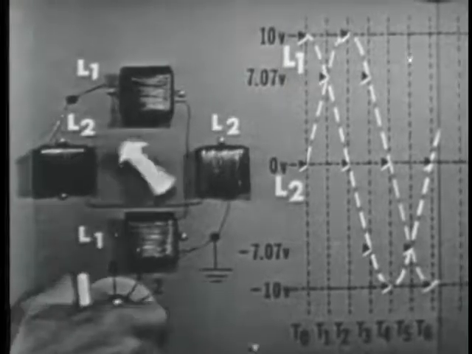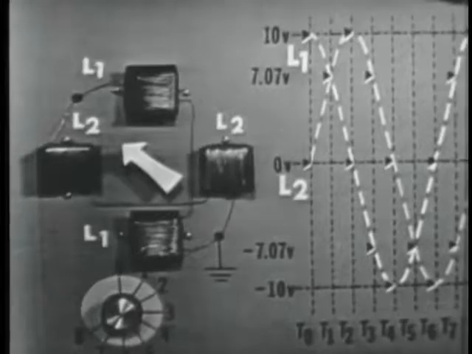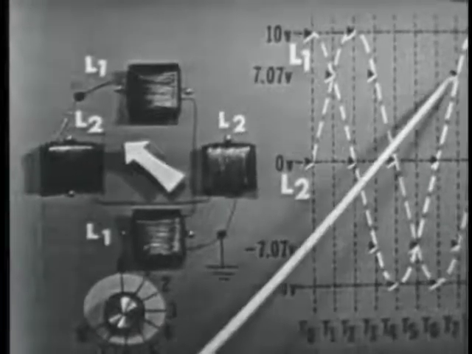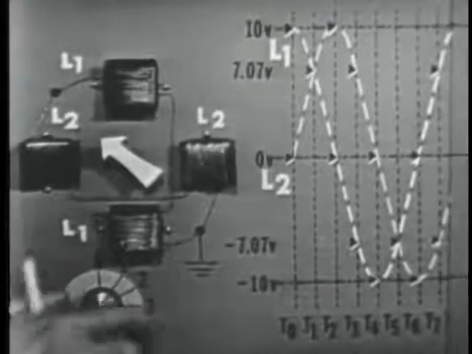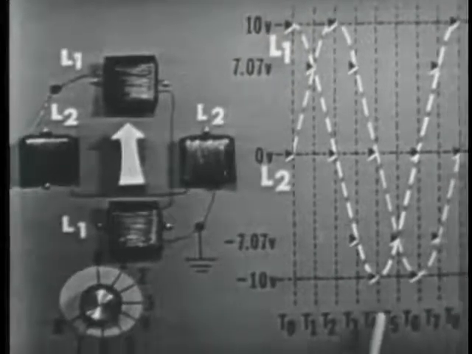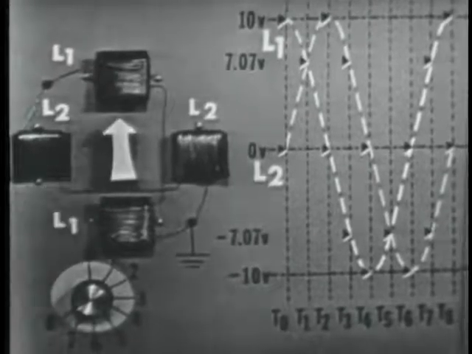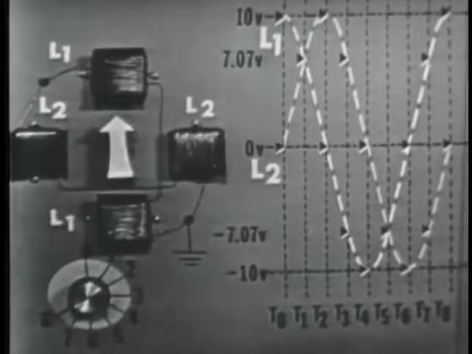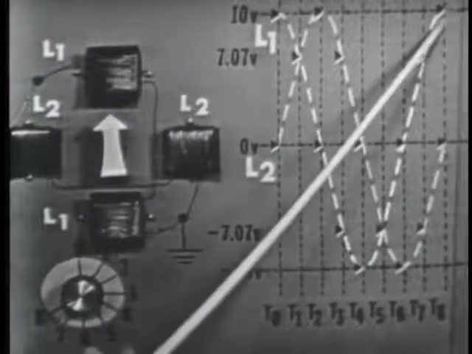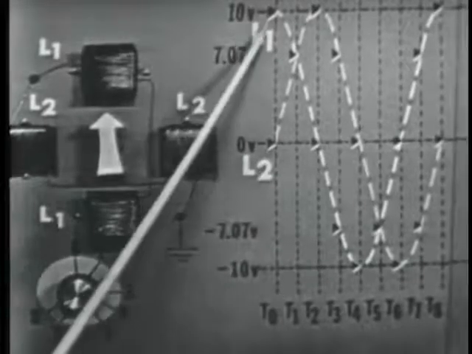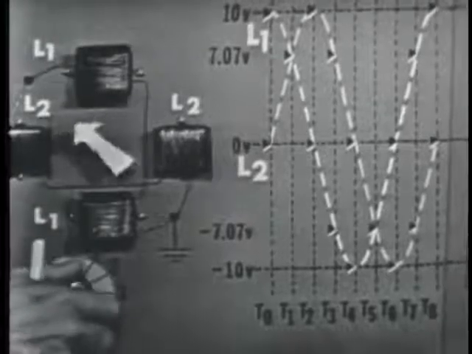Now, at time 7, both coils energized. L2 at negative 7.07, L1 at positive 7.07. And at time 8, we're back at 0 degrees, where we started. And our voltages and polarities are also at the same values we started with. L2 is at 0 volts, L1 is at max positive. So we have rotated the magnetic field 360 degrees.